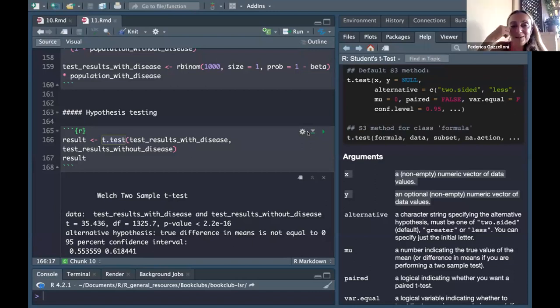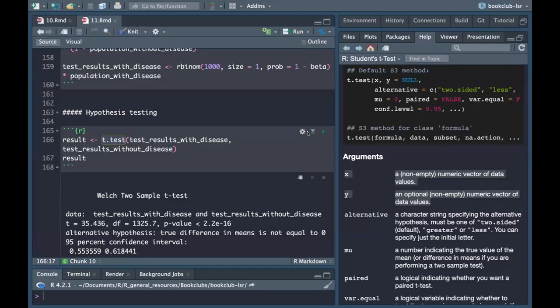What is your experience with Bayesian testing? Sorry? What type of experience do you actually have with Bayesian testing? Very few indeed.